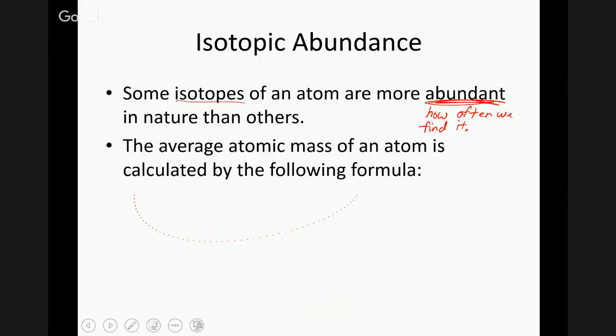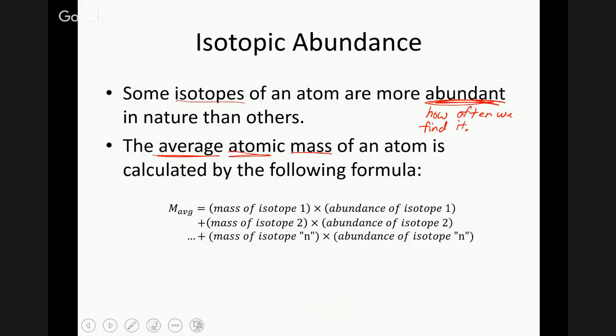Right? The average atomic mass of an atom is calculated using a formula. And it looks way worse than it is. But to find the average mass, we have to take the mass of the first isotope and multiply it by how abundant that isotope is. Then we have to take the mass of the second isotope and multiply it by how abundant it is. And we keep doing this for however many isotopes there are. So if there's 3 isotopes, we just have to do that 3 times. If there's 7 different isotopes, we'd have to do it 7 times.